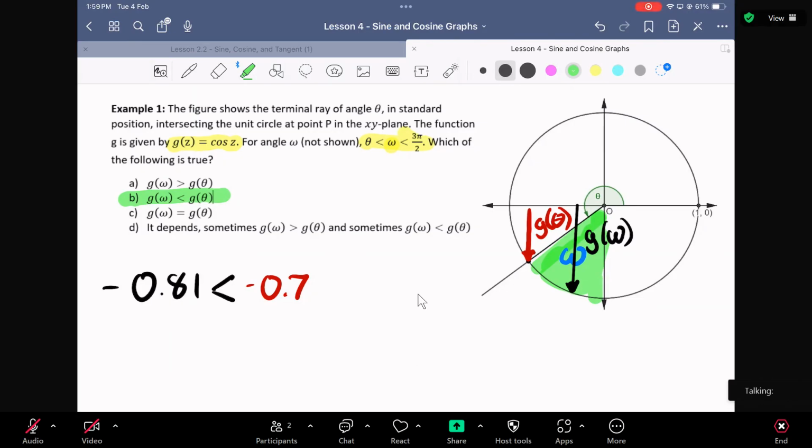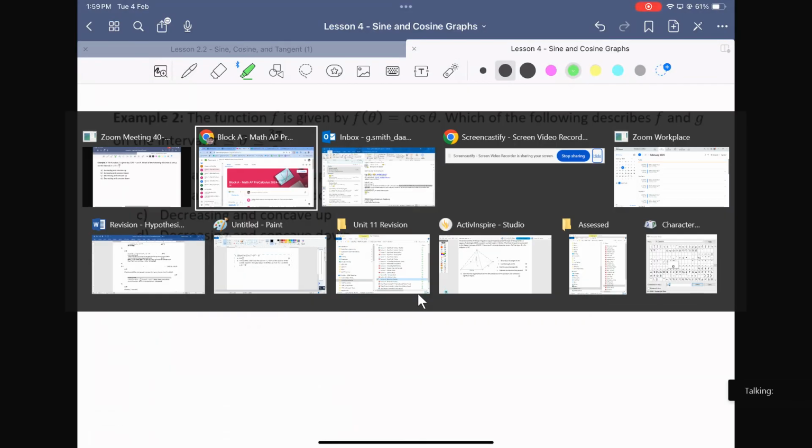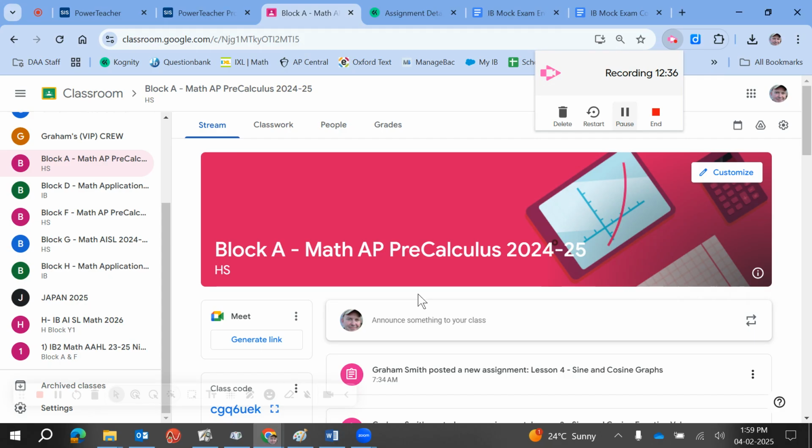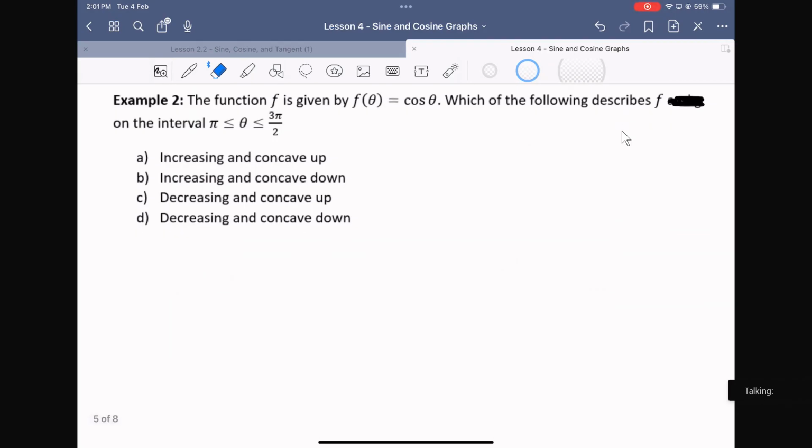All right, let's move on. Have a read through this question, and I'll give you a couple of minutes to discuss it with your partners. Let me just pause. Obviously, there's a few ways we can think through this problem, but I'd like to do it from a very visual perspective.